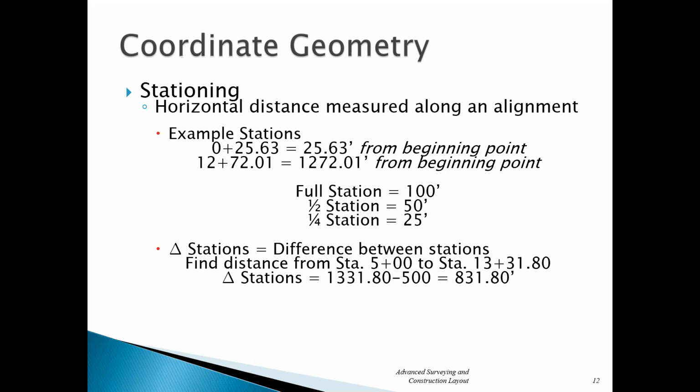So when you talk about delta stations, that's just the difference between stations. So what we want to do is find the distance from station 5 plus 00 to 13 plus 31.80. You just subtract the two, drop that plus, it's just a separator, and it tells you that you're 831.80 feet between those stations. So it's a very convenient, easy way to use it. But here's the thing to understand. If this is on a curve right here, that's 831.80 feet that's bent. It's not a straight line.